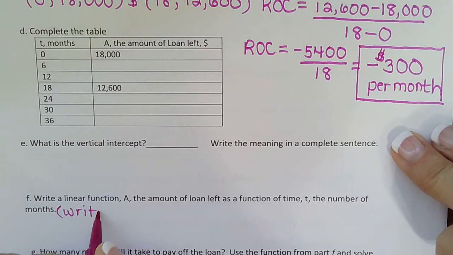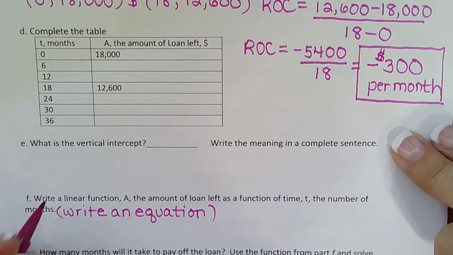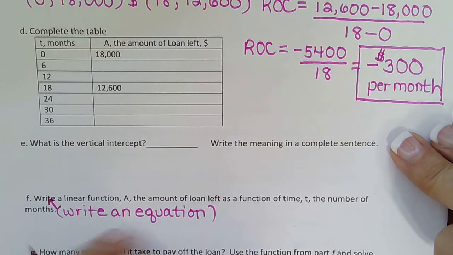Linear function just tells you to use function notation like A of t. Don't just write A equals. So write an equation is the same wording. So I just want you to know when you see that verbiage, it could say write a linear equation, write an equation, write a linear function. Those all 3 can be interchanged. So I saw that here, and I know having the equation will help me with the table.